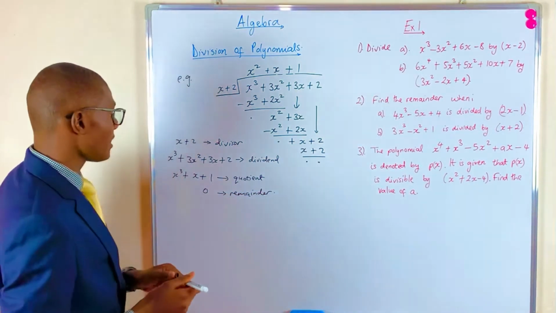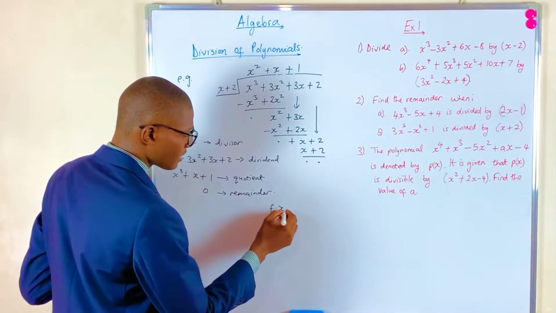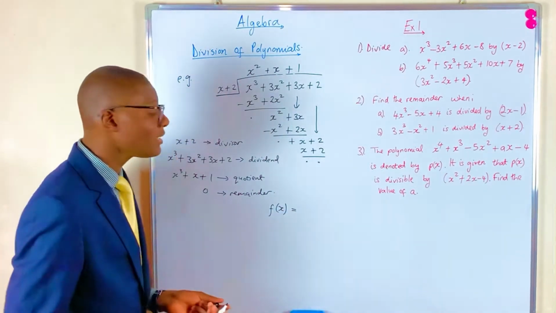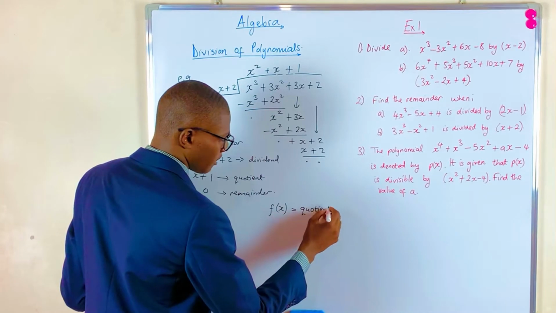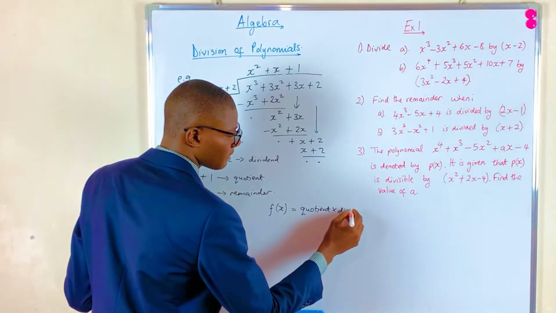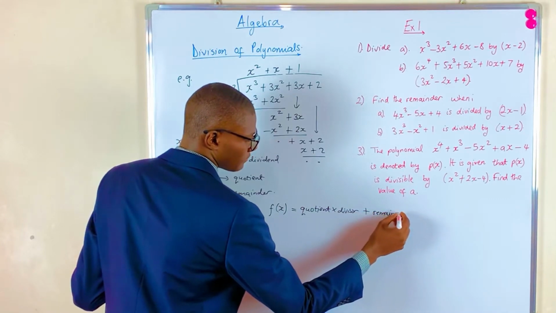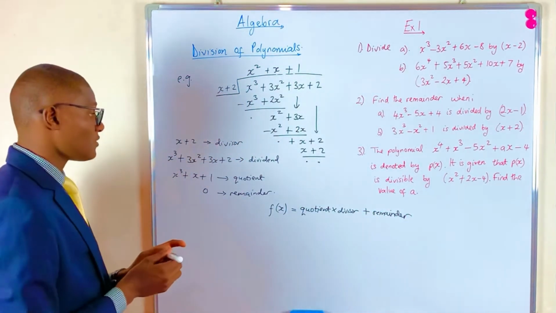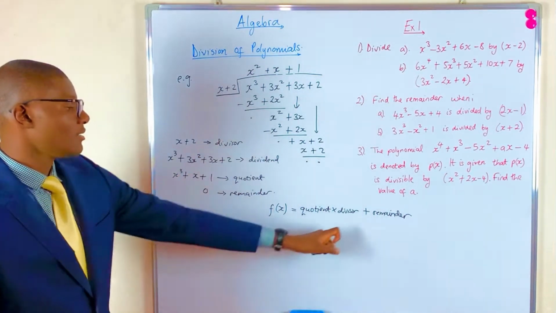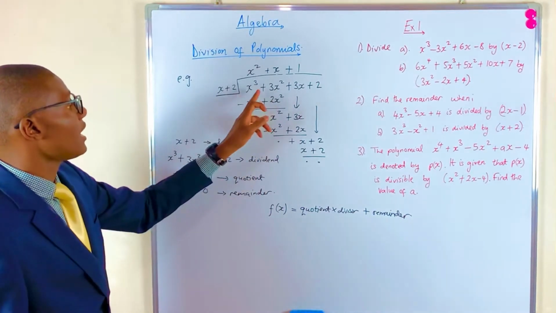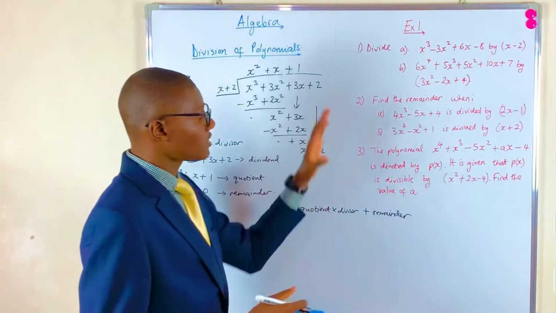So like I said, from this we can now say that in general f of x, for any polynomial, is given by the quotient multiplied by the divisor, then plus the remainder. So in this case, if we say this quotient here, multiply by the divisor x plus 2, then plus the remainder 0, we should get the dividend, which is our f of x. So now let's move on to look at these questions.